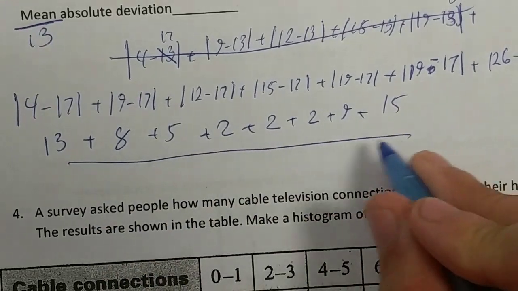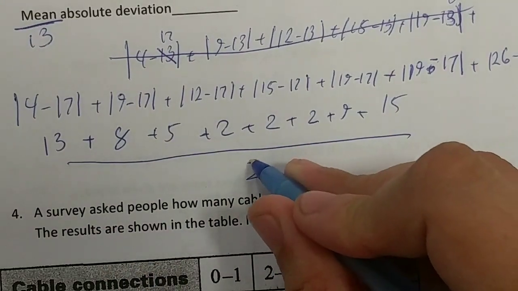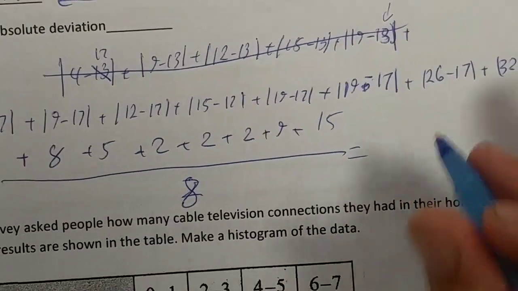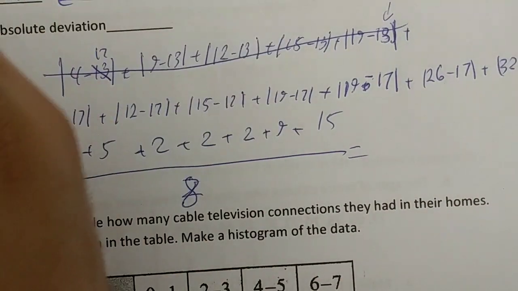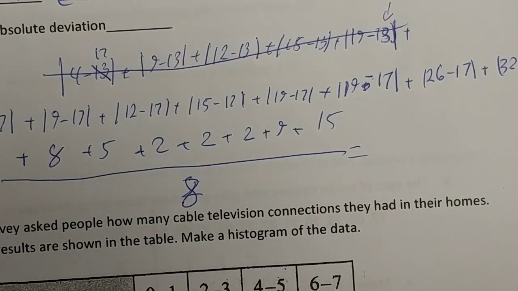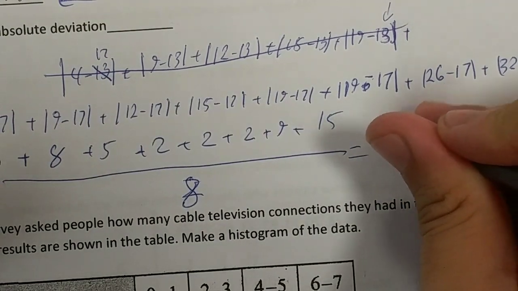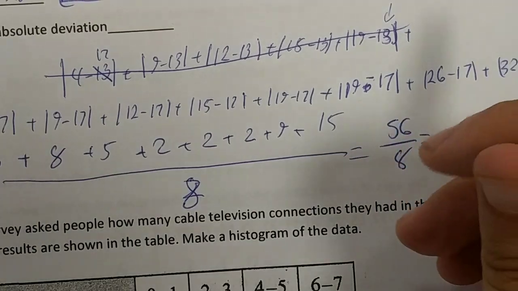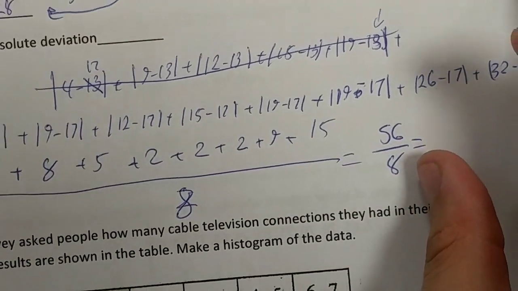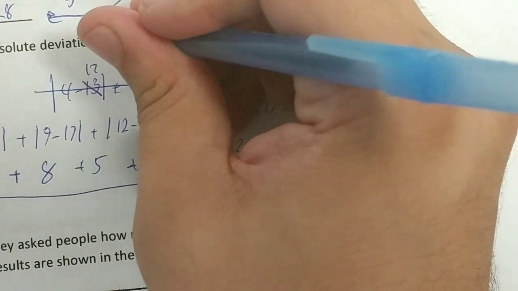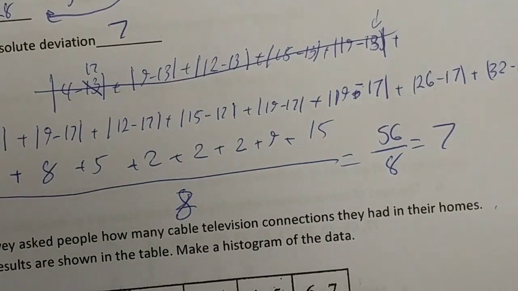So I'm going to add all those numbers up and divide it by how many numbers I had, which is 8. So let me type that all in. 13 plus 8 plus 5 plus 2 plus 2 plus 2 plus 9 plus 15. That's 56 divided by 8. That should be a decimal, right? Oh, no, I'm dumb. Equals 7. So your mean absolute deviation is 7.